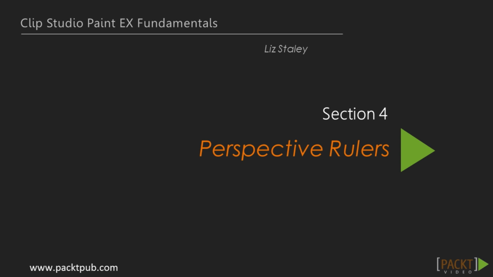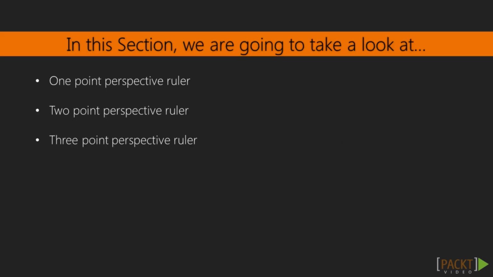Hi, and welcome back. In the previous section, we covered using basic rulers, some more specialized rulers, and using the stream and saturated line tools. In this section, we're going to cover using perspective rulers. Clip Studio Paint has 1, 2, and 3-point perspective rulers to aid you in drawing your scenes. These perspective rulers are cool, and they're really powerful once you get the hang of setting them up.